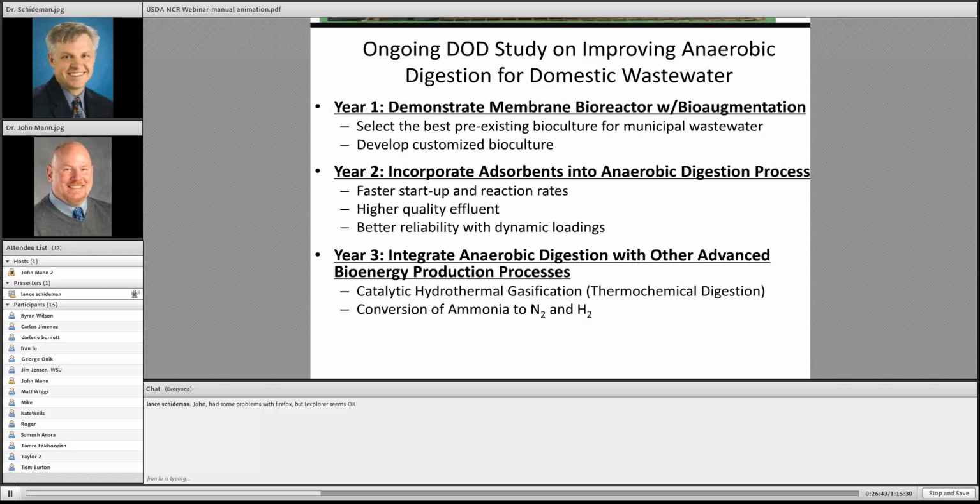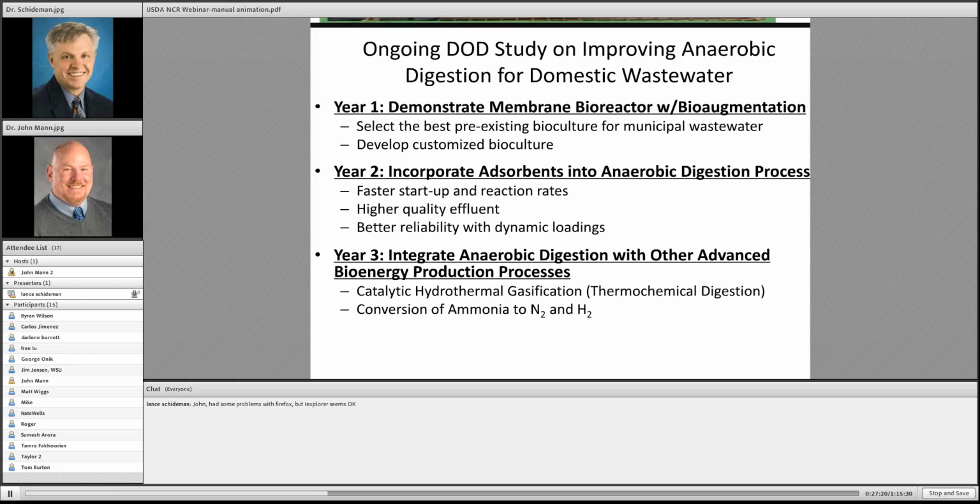And then I'll just mention one ongoing study that we have that continues some work in this area. The first part of it, done for the DoD, focused on domestic wastewater, particularly for Army bases. The first part, we're demonstrating the membrane bioreactor in the anaerobic digestion phase, and that allows us to further shrink that reactor and make the process go quicker because we're holding the methanogens perfectly in the reactor. And then we're also working on developing customized biocultures that are tailored to the specific waste.